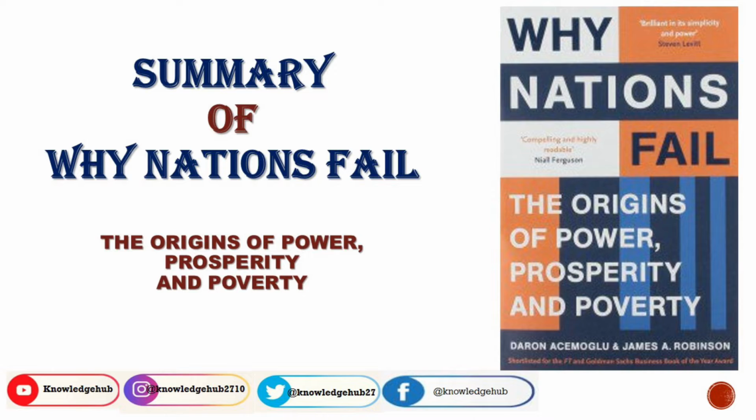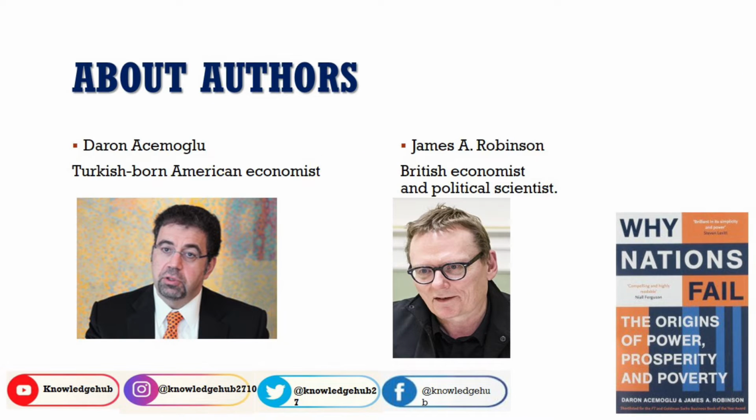So today we are back with another exciting book summary. The name of this book is Why Nations Fail: The Origin of Power, Prosperity and Poverty. It is a very comprehensive book written by two authors, Daron Acemoglu and James A. Robinson. One is a Turkish-born American economist and the other is a British economist and political scientist.